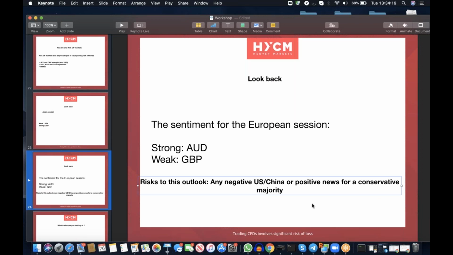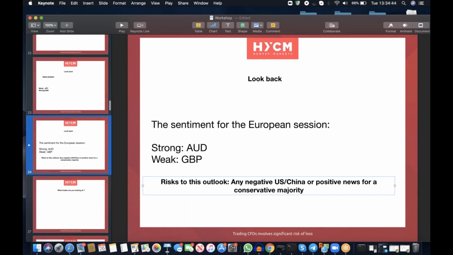If I get any negative US-China news or any positive news for a conservative majority, I don't need to wait for my stop to be hit. I don't need to go into drawdown. In that situation, I just want to get out of the market as quickly as I can. That's why I've got the squawk on, and I'll be keeping my eyes out on that. Otherwise, I'm just looking to take it off at the 1.8924 level.